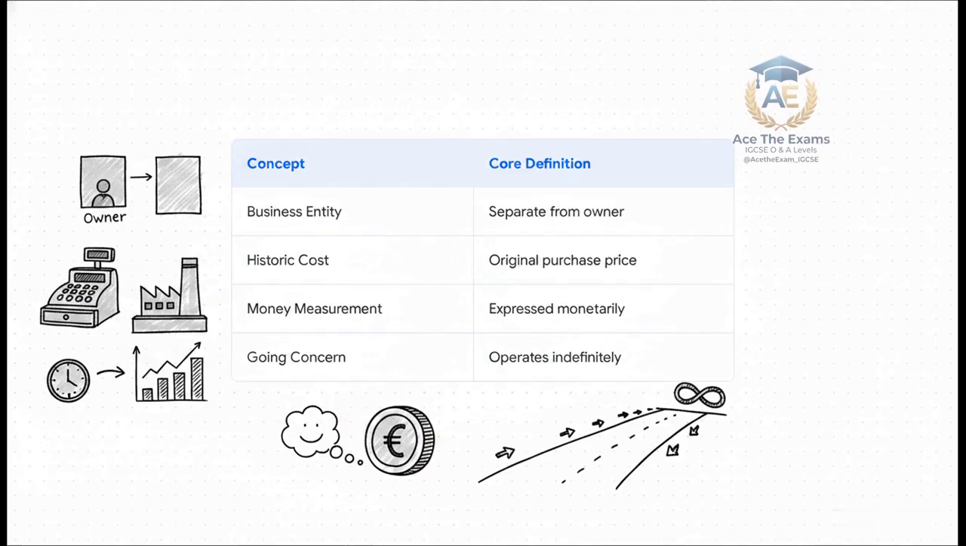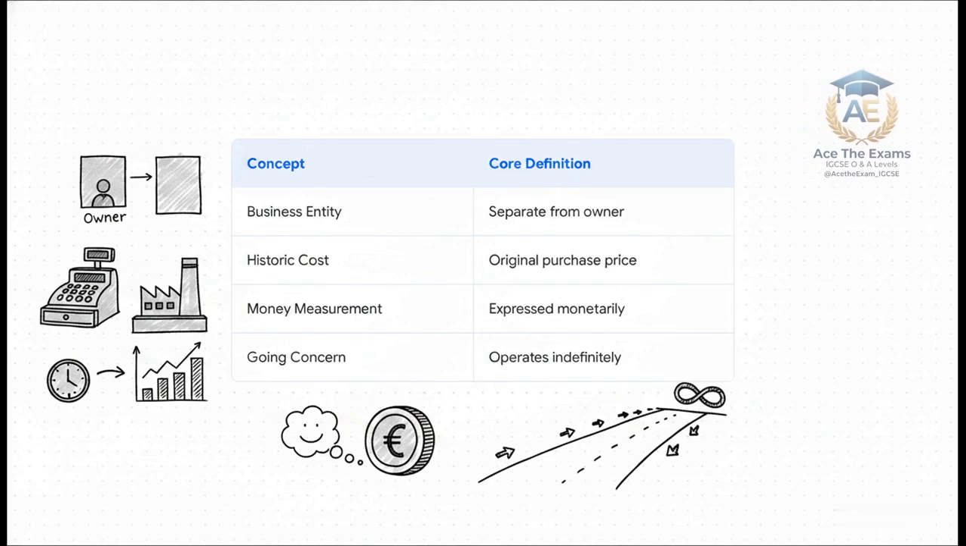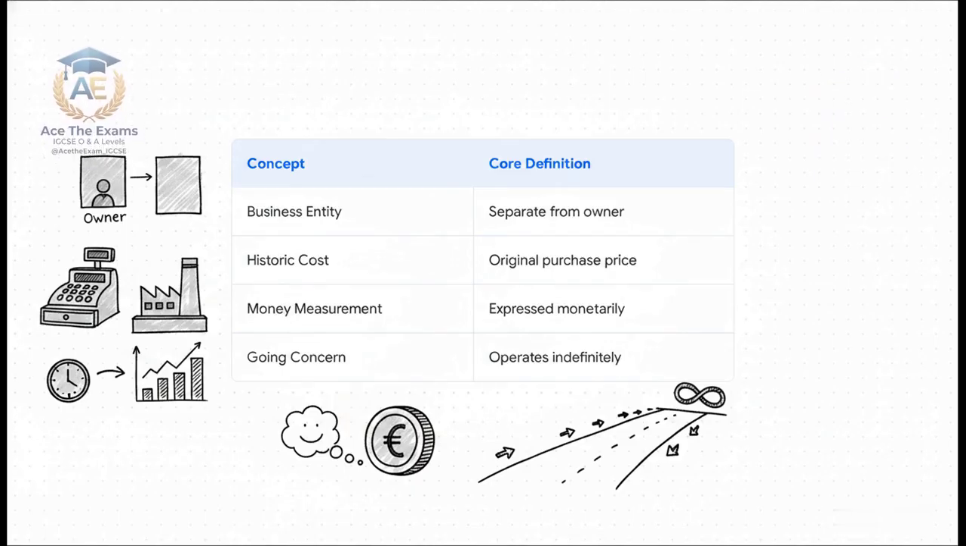Second is historic cost. This is your anchor to reality. It's the principle that we record assets at their original purchase price. If you bought a warehouse 10 years ago for $100,000 and today the real estate market says it's worth $500,000, what do you record? $100,000. Why? Because it's objective, verifiable fact, not market speculation.